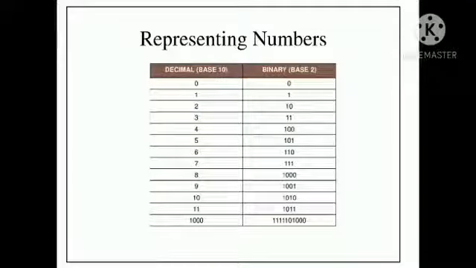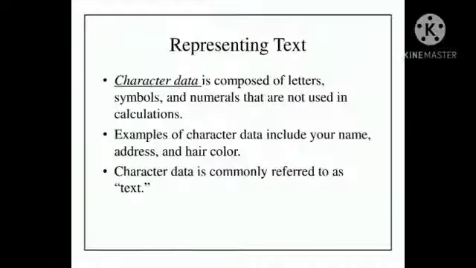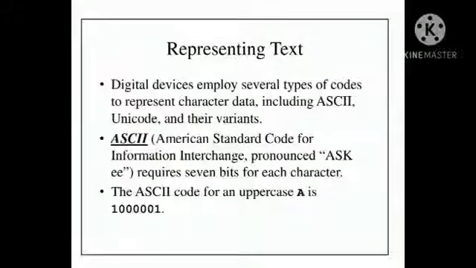Here are the examples of representing text. Character data is composed of letters, symbols, and numerals that are not used in calculations. Examples of character data include your name, address, and hair color. Character data is commonly referred to as text. Digital devices employ several types of codes to represent character data, including ASCII, Unicode, and variants.